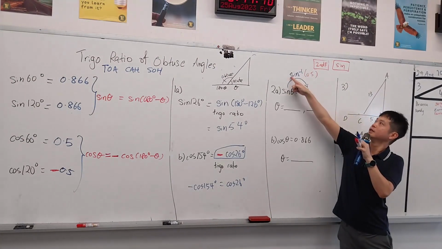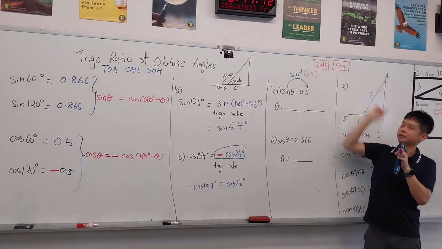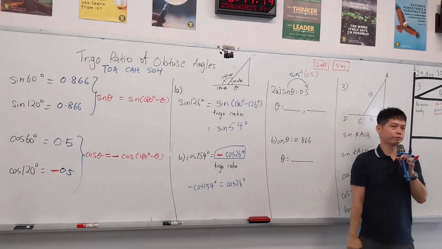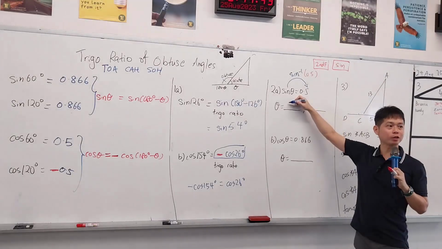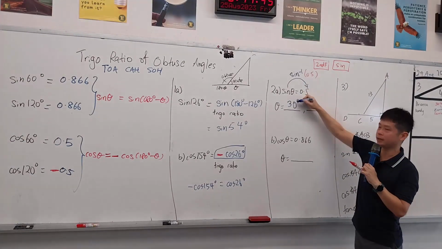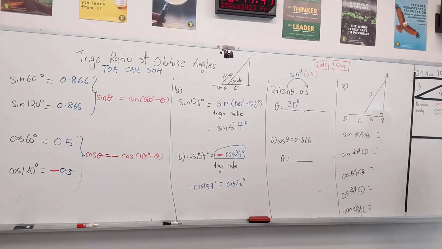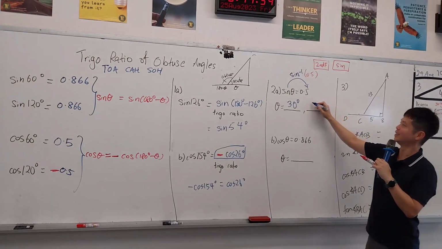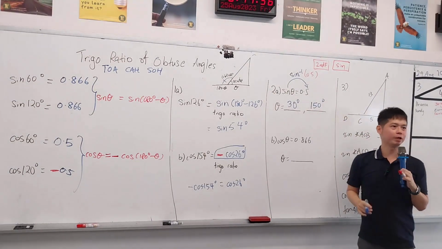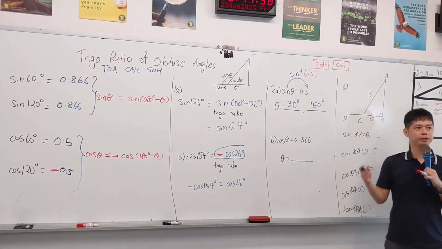So your job is to press sine inverse 0.5. Again, how do you get this? You press second function sine, then you press 0.5. Everybody got 30, right? Then you will be scratching your head now. Hey, why is there one more blank down there? The other angle should be? 150. Who doesn't know how I got 150? Be honest and just raise your hand. I will explain in detail.